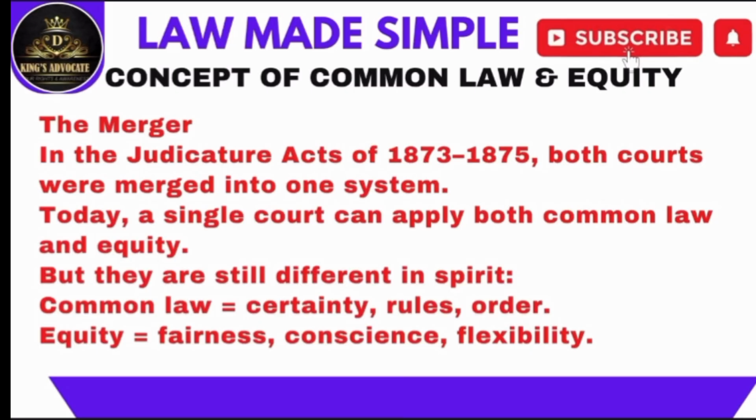What necessitated the merger? How did this come about? Let's find out. So, in the Judicature Acts of 1873 down to 1875, I repeat, in the Judicature Acts of 1873 down to 1875, that was when the common law and equity were made together.